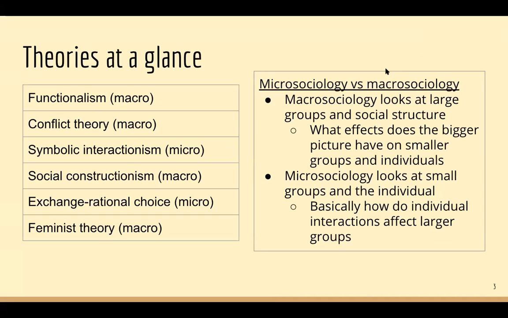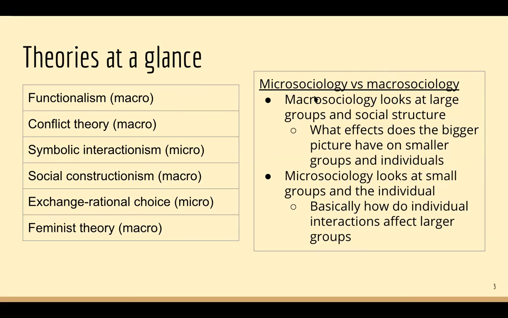So the theories are functionalism, conflict theory, symbolic interactionism, social constructionism, exchange rational choice, and feminist theory. These theories are just six different ways of looking at how society functions and how people interact, basically. They're categorized into two groups, microsociological and macrosociological.